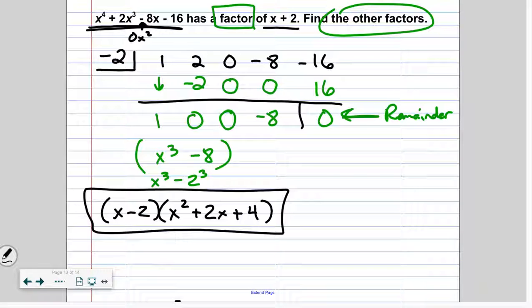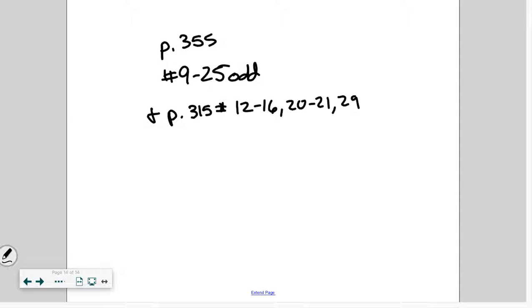So when you get a problem like this, use synthetic division with what it tells you to divide by. You should get a remainder of 0. Take your answer, whatever it is, from synthetic division and factor it more if possible. And that is synthetic division with a factor. Okay, remainder theorem, 0. All right, that is it for today.